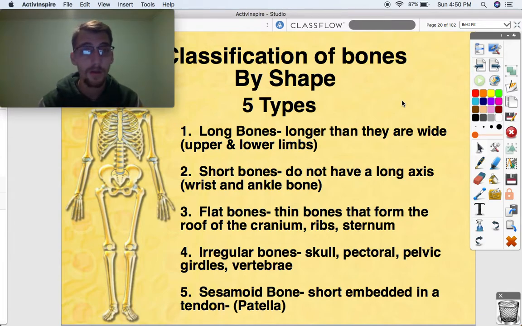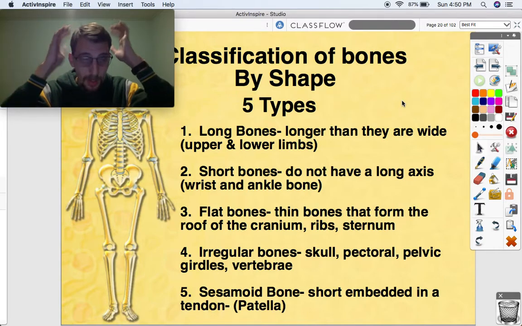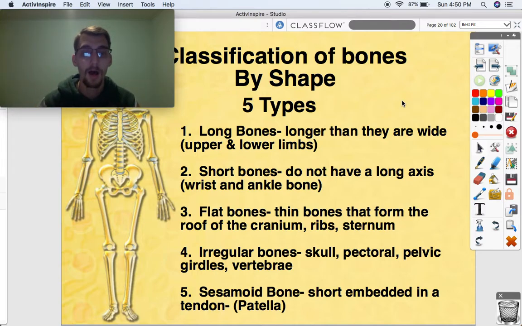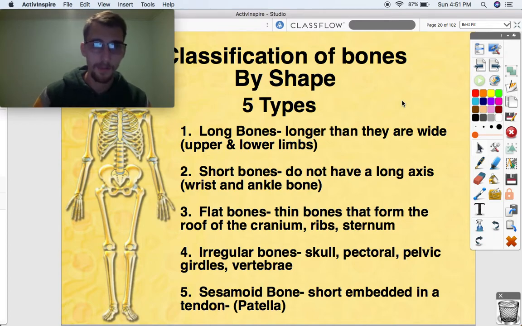Flat bones are flat. They are thin and they form what's called the roof of the cranium, like this temporal bone, frontal bone, occipital bone, parietal bone. Those are all flat bones that make up your cranium, the top of your head. Your ribs are actually flat bones as well. If you ever take a look at ribs up close, they are kind of flattened out. And finally, your breastbone, or your sternum, is also a flat bone. The ribs and the sternum have the responsibility of protecting your heart and your lungs, so they're flat in order to form a shield around your visceral organs there.